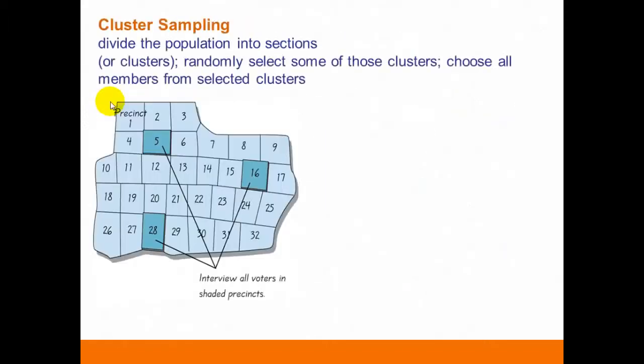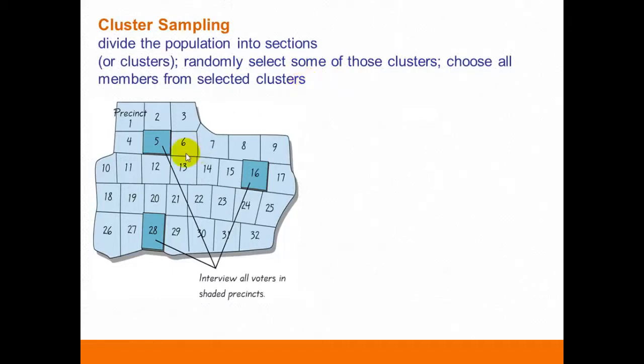Cluster samples are easy to confuse with stratified samples, because here we also divide the population into groups. We call these clusters. The difference between this and a stratified sample is that once we divide into groups, then we randomly select some of those groups and we take all of the members of those groups to be in our sample.